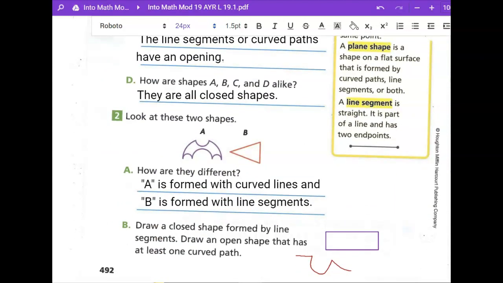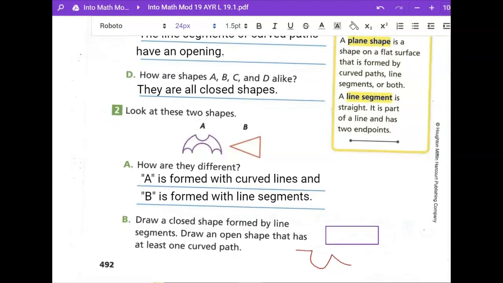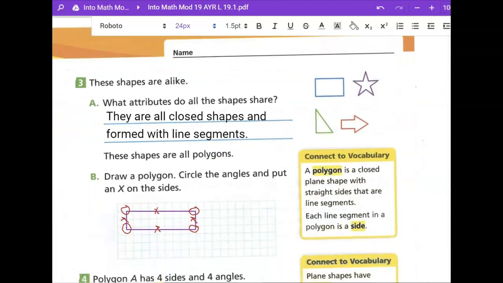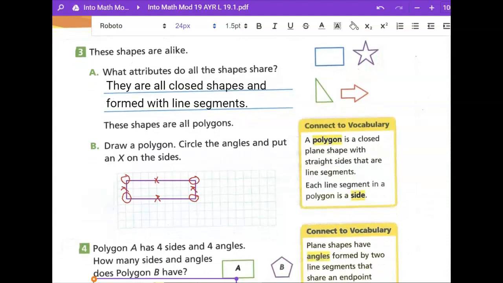And then we talked about these two shapes, A and B. A is formed with curved lines and B is formed with line segments. Draw a closed shape formed by line segments and draw an open shape that has at least one curved path. And then we turn the page and we are on page 493. It says, what attributes do all the shapes have?